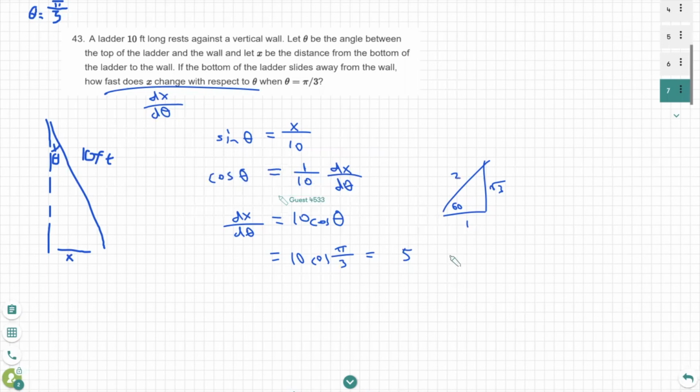Feet per second. Not per second, because how's x changing? x is changing based on what? I guess feet per degree. I wouldn't say degree either, because what's theta measured in? Radians. Yeah, feet per radian.